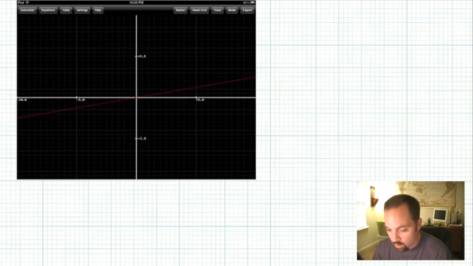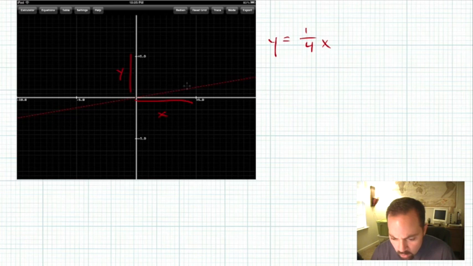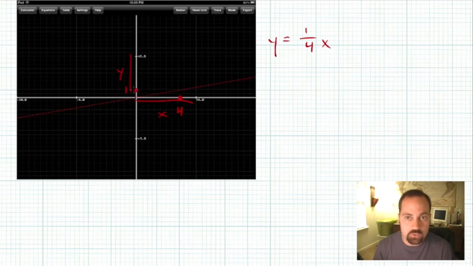Right here, I did this on my iPad. It's got a graphing calculator on it, and right here we have a relationship between x, that's our x, and that's our y. And its relationship is y equals 1/4 x. Okay, so let's look at x. It's probably kind of hard to see for you right here, but if x is 4, then y would correspondingly be 1. If x is 8, y is 2, and so forth.